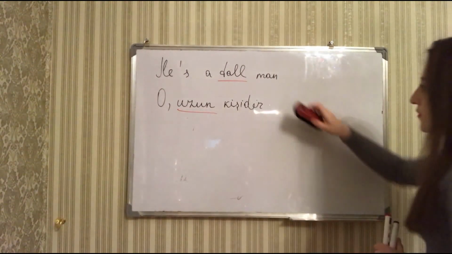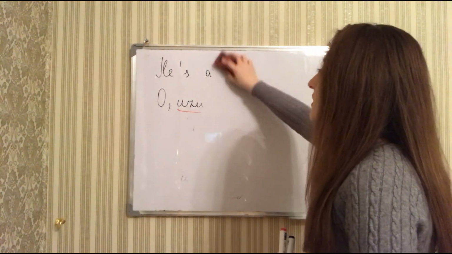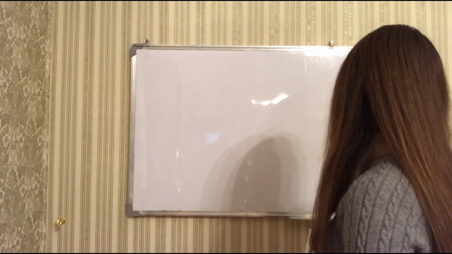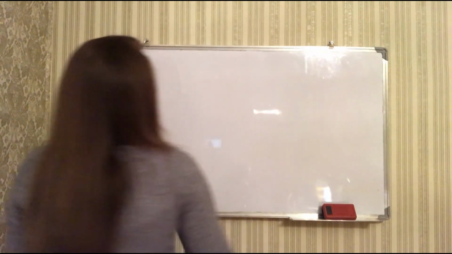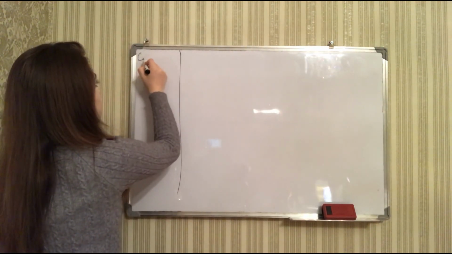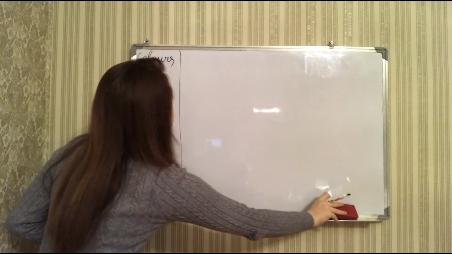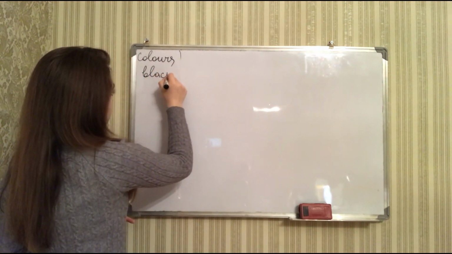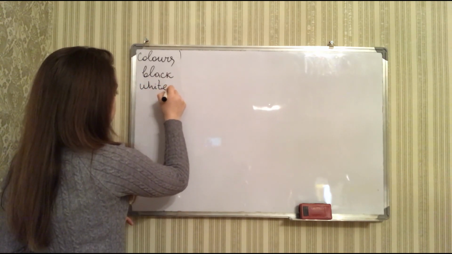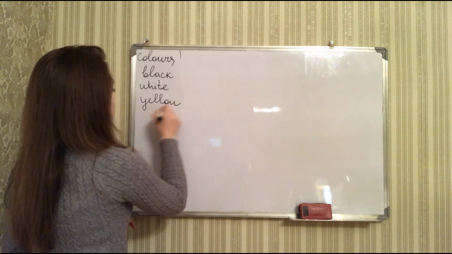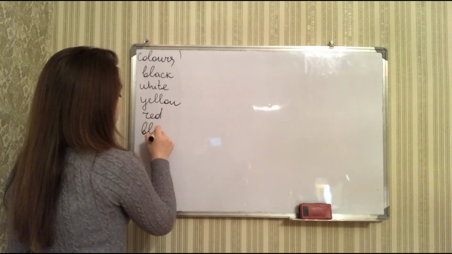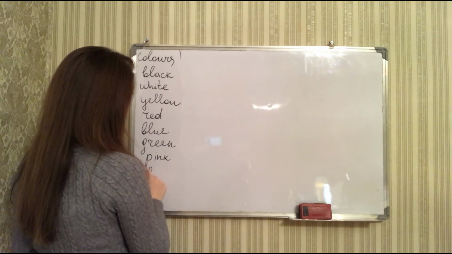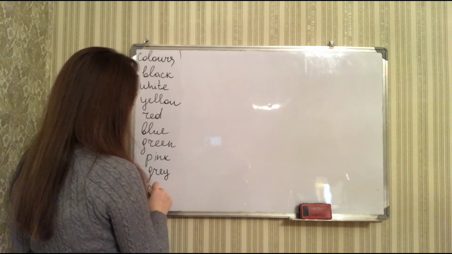And also, if we talk about the classification of adjectives, there are some types of adjectives. Now, we will write some. We have colors. Let's write some. Black, white, yellow, red, blue, green, pink, gray, purple.